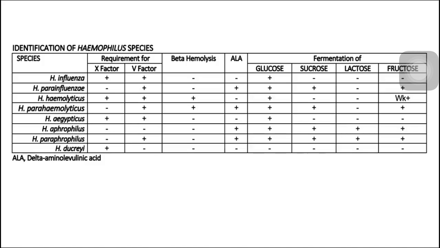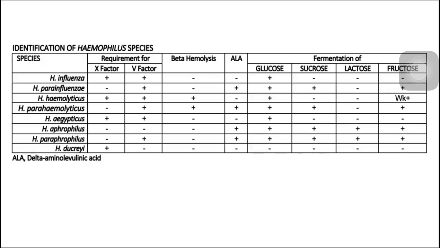So tatlo po yun ang kailangan ng both X and V factor: Haemophilus influenzae, Haemophilus hemolyticus, and Haemophilus aegypticus. Tapos yung kailangan lang po ng X factor pero hindi niya na kailangan si V factor, that is Haemophilus ducreyi, while ang kailangan niya lang ay V factor, this will not require the X factor.